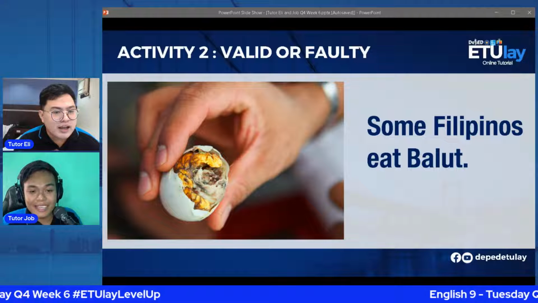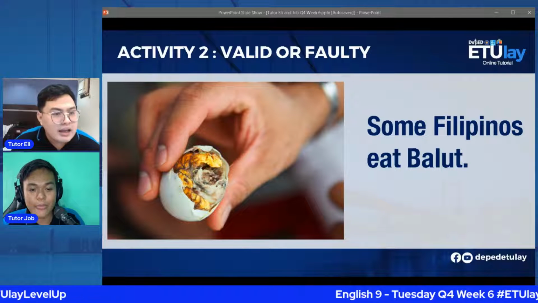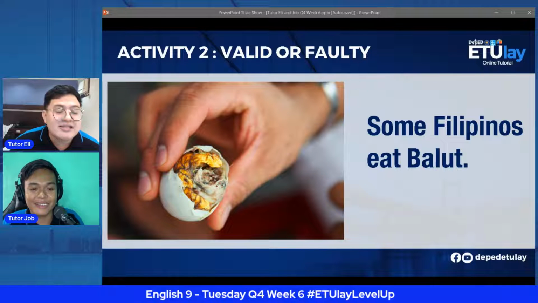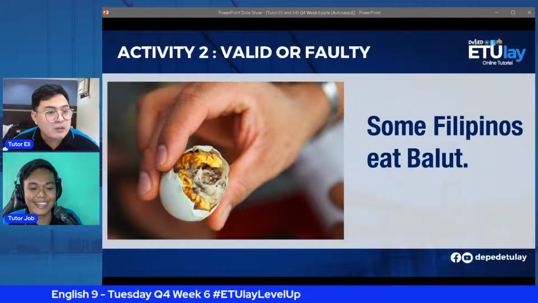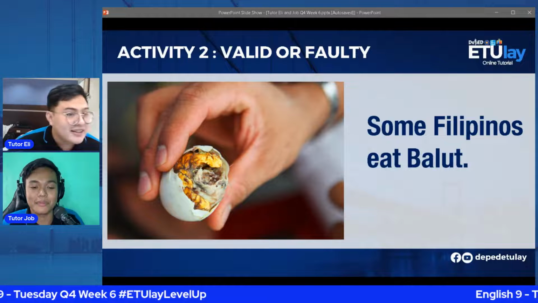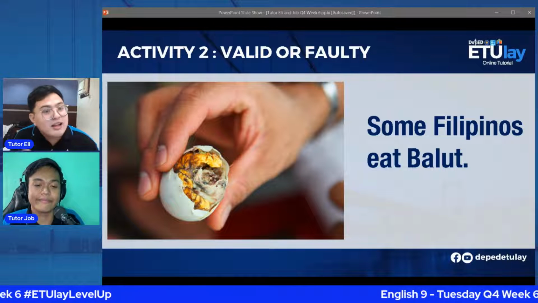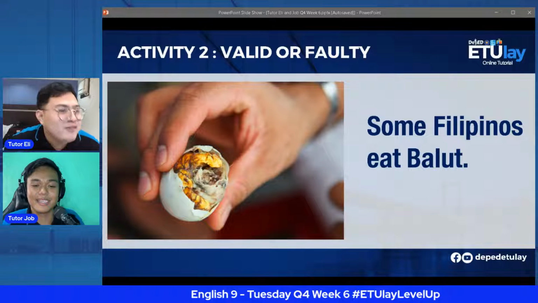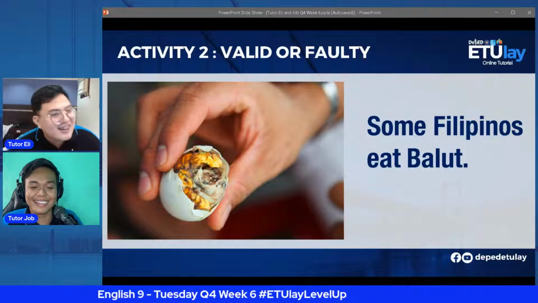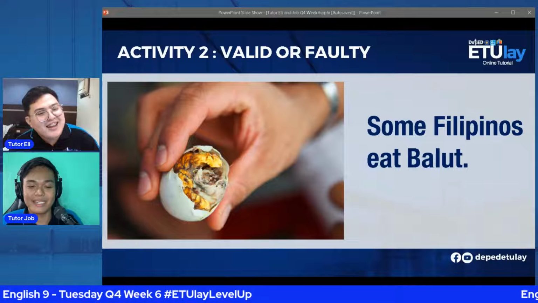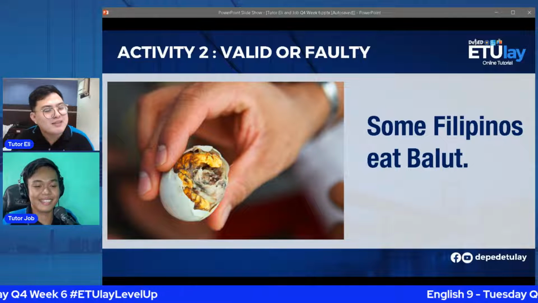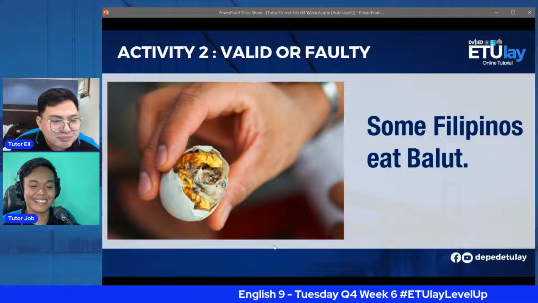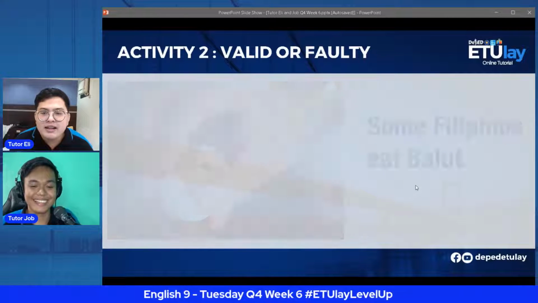Sabi dito ni Precious and si Allen muna. Allen, long time no see. Valid nga ang statement, 'no? May ginamit na signal word na generalization: "some." So hindi natin nilalahat. Tutor Job is a very good example that not all Filipinos eat balut. Only some. Even Osha, di ba may mga kasama ka dito, Tutor Job, na hindi kumakain ng balut.